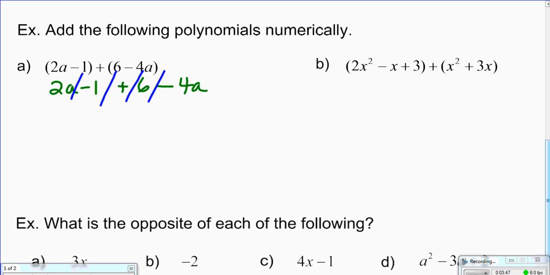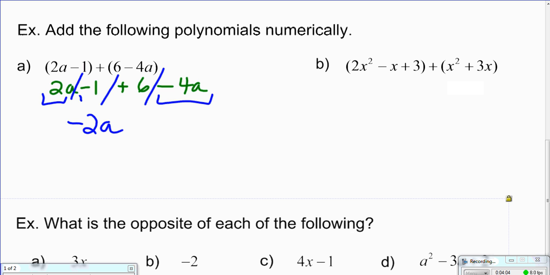So separate. And then, on our like terms, we have the a variables. There's more negative than positive, so negative 2a. And then negative 1 and positive 6. There's more positive, so positive 5.